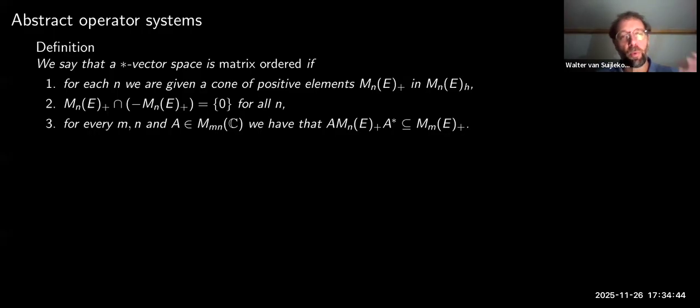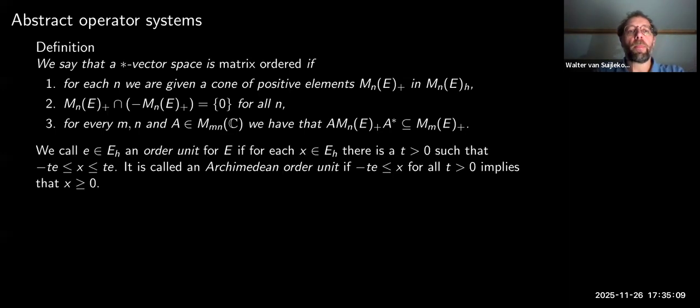So you take matrices with entries in E, and if you take the self-adjoint ones of such matrices, inside we have a cone of positive elements. That's the so-called matrix ordering. There's some notion of compatibility between these cones: if you conjugate by some rectangular matrix, then you end up in the other positive cone. That's all quite standard for matrix ordering.